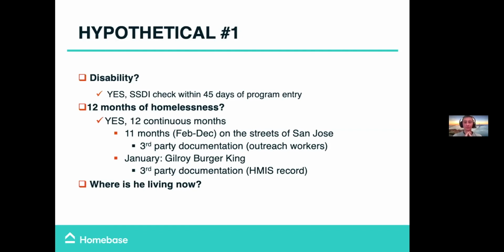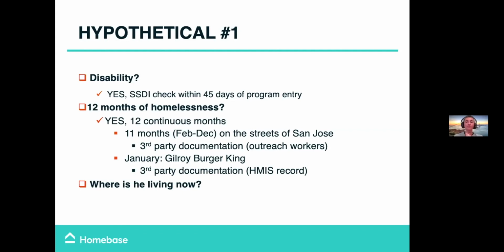Then we know that on January 25th, he was sleeping in a tent near the Gilroy Burger King parking lot, which is also not meant for human habitation. And given that we have third-party documentation via an HMIS record, documentation of that one day counts for the whole month of January. So we know that Richard has been homeless for 12 consecutive months. So it looks like Richard is possibly chronically homeless.